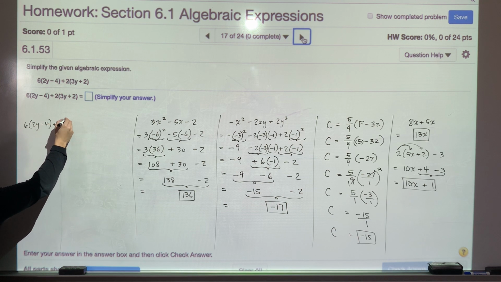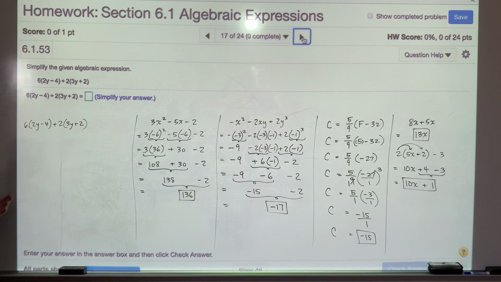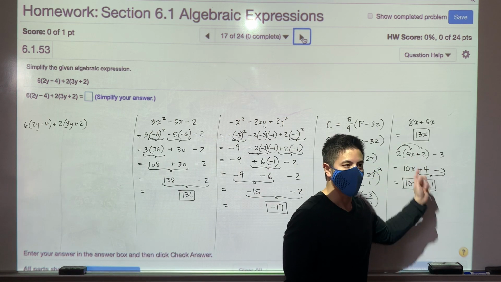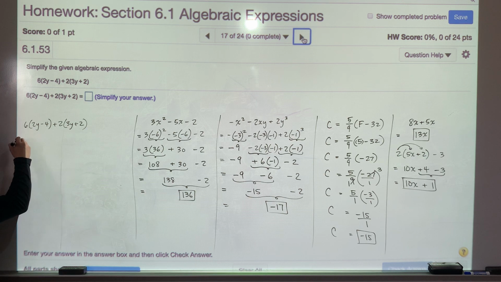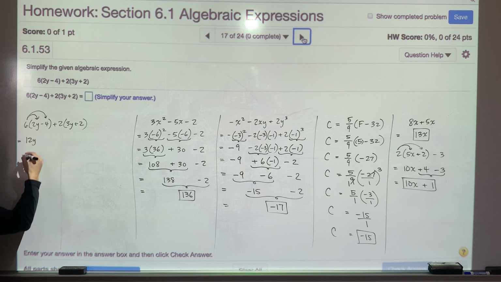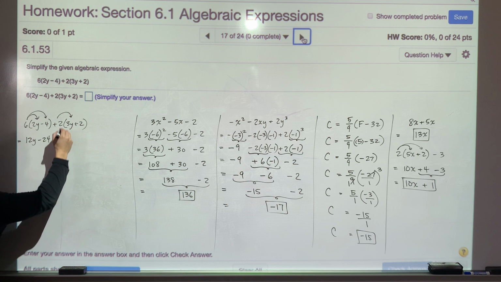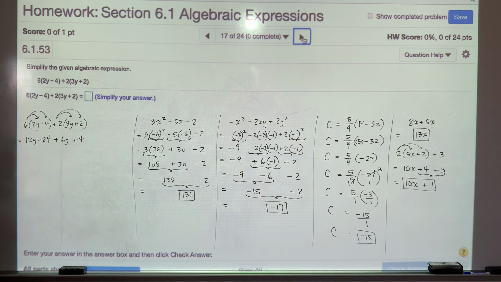Now, we did a problem just like this in the previous section. So what we've got is a double distributive property to handle. And then we're going to need to combine like terms and identify which things go together. 6 times 2y is 12y's. 6 times negative 4 is negative 24. 2 times 3y is a positive 6y. And 2 times 2 is a positive 4.